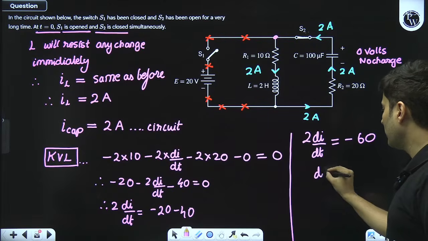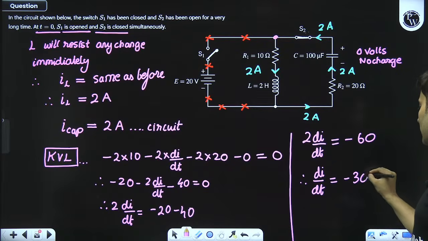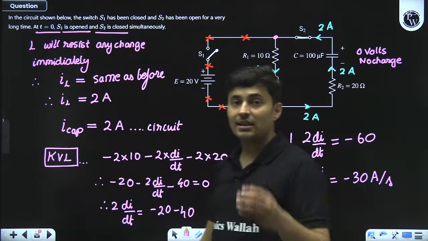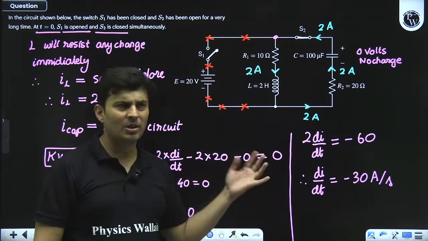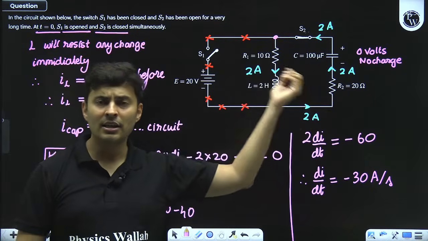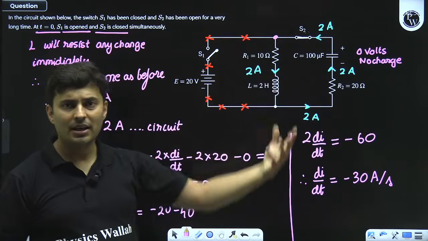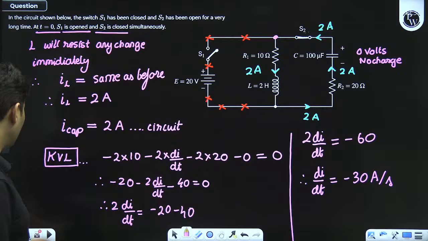So therefore, di by dt, what will it be, guys? It will be minus 30 amperes per second. This negative sign implies that the current is reducing. It's not increasing, it's reducing. Makes sense because the resistors will eat away the energy. Yeah, the capacitor might get charged a little bit, but eventually the current is going to decay. So the current is reducing at 30 amperes per second. So that's our final answer.